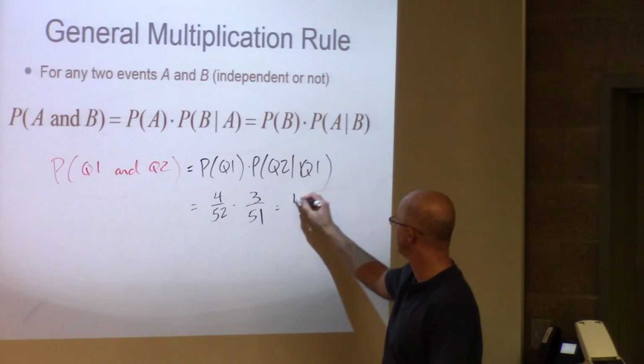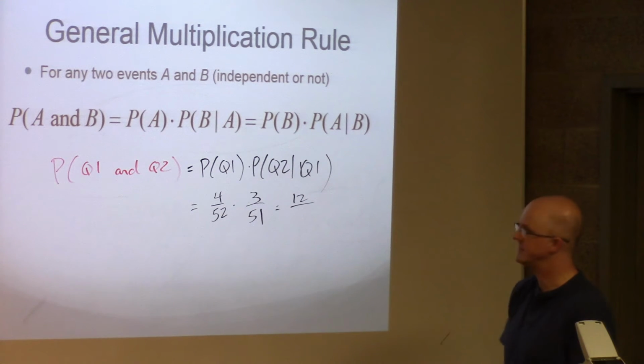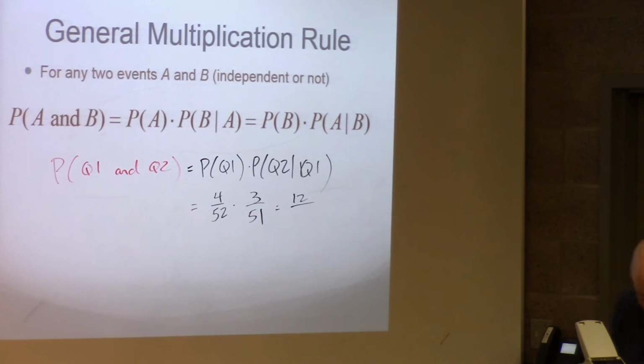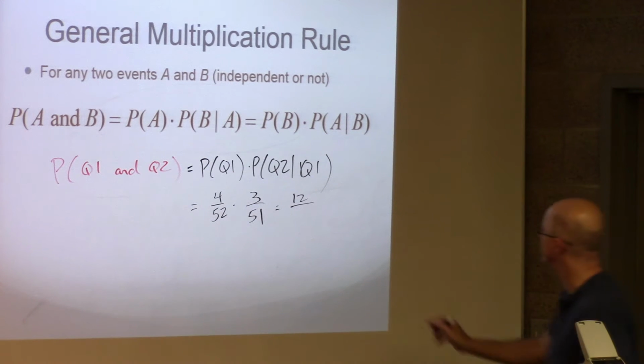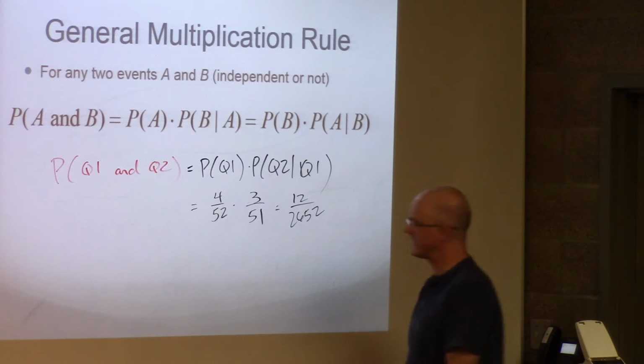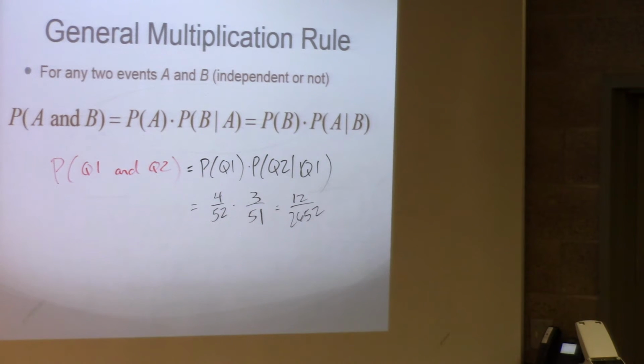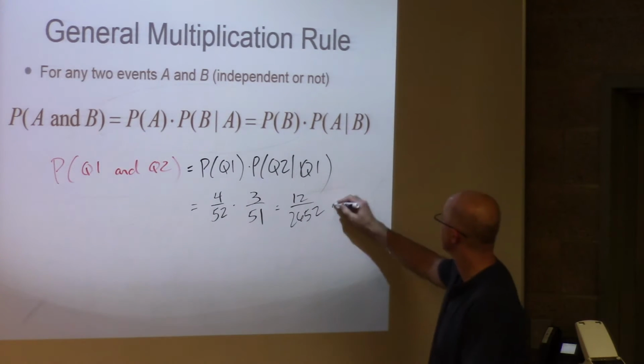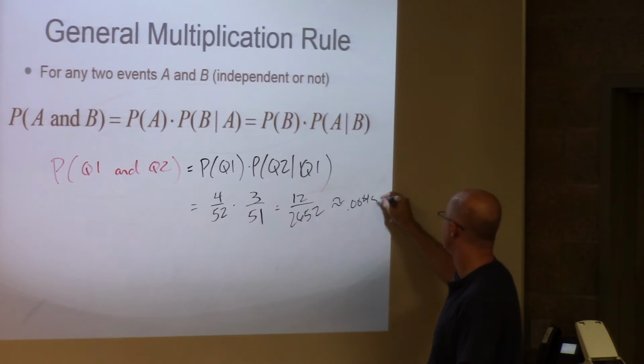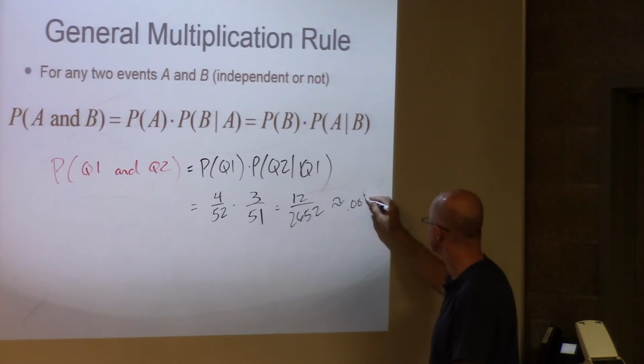Whatever this product is, 12 out of whatever, 50 times 50 is 2,500. Somebody do that for me? I better not try to do it in my head. Actually, I'll do it. 52 times 51 is 2652. So that probability, which as a decimal turns out to be about 0.0045, less than a 1/2 of 1% chance.